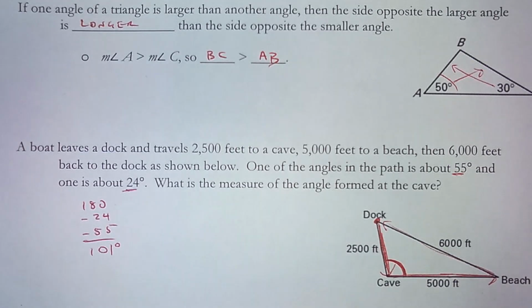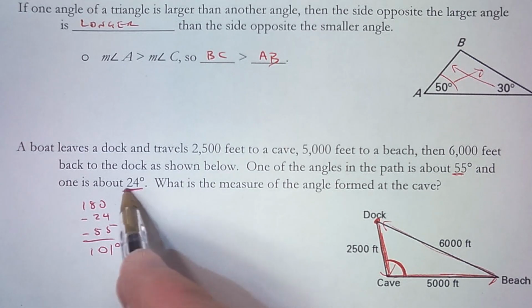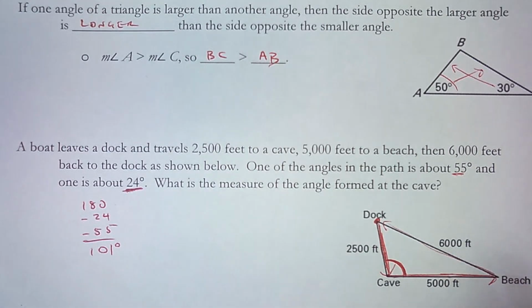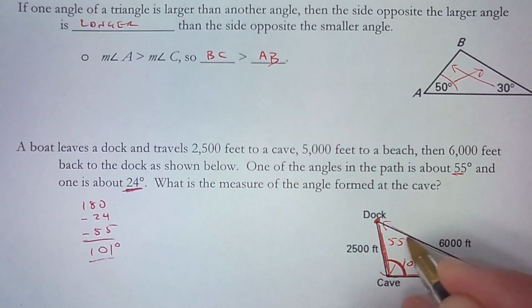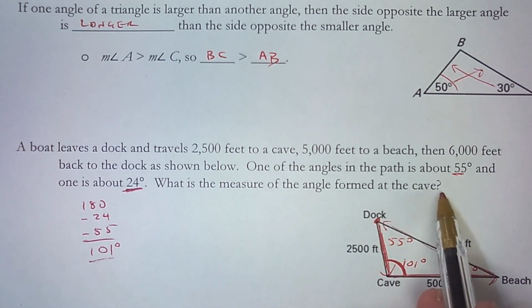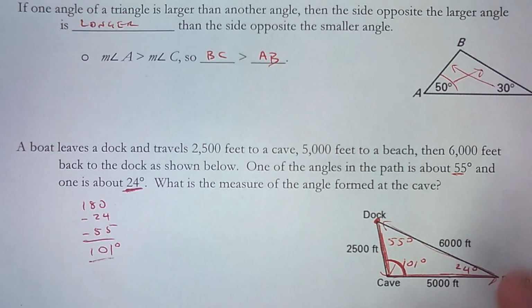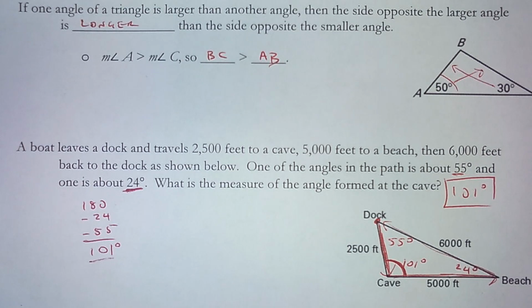Okay, so the smallest angle is across from the shortest side. 2,500 feet is the shortest side, so here is 24 degrees. The largest angle, which is 101, is across from the longest side. Here's the longest side, 6,000. Across from that is the largest angle, which means the 55 goes here. So what is the measure of the angle formed at the cave? It is 101 degrees.